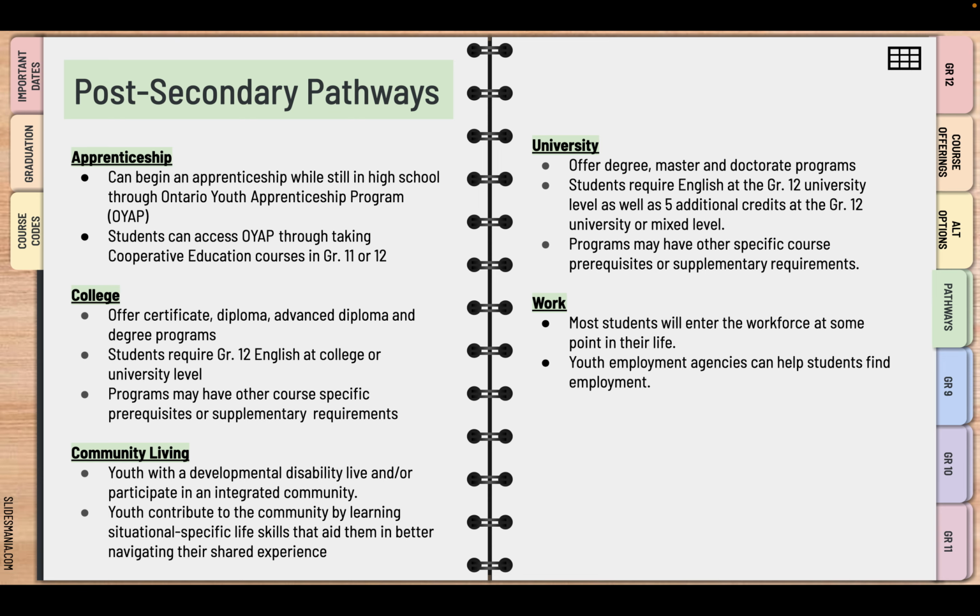Students require grade 12 English at college or university level for that program, which means when choosing grade 11 English, you need to choose either grade 11 U or grade 11 C English. Community living, youth with a developmental disability live and or participate in an integrated community.